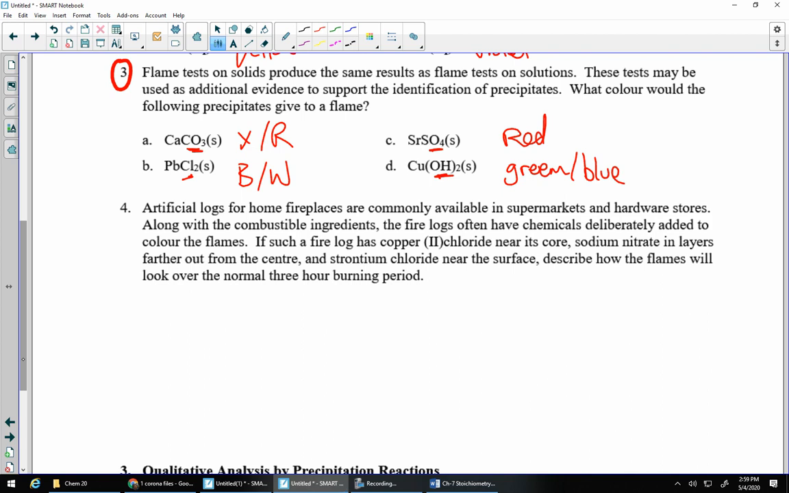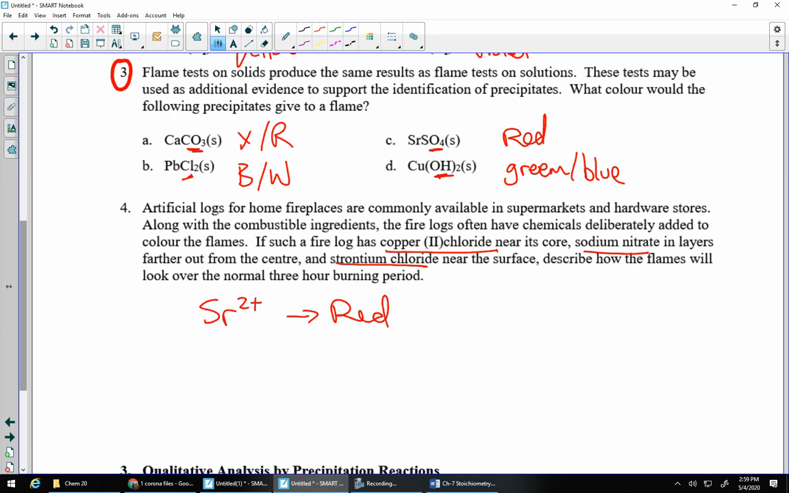Fire logs. If you ever have artificial logs for your fireplaces, they're very common, kind of expensive. They often have chemicals in them to add some color to the flame. So a fire log has copper chloride at its core, sodium nitrate in the middle, and then strontium chloride near the surface. How would this fire log look? So initially, the outside stuff's going to burn, and initially the outside has strontium. So what color does strontium ion burn? Well, red. So initially the fire log would look red.